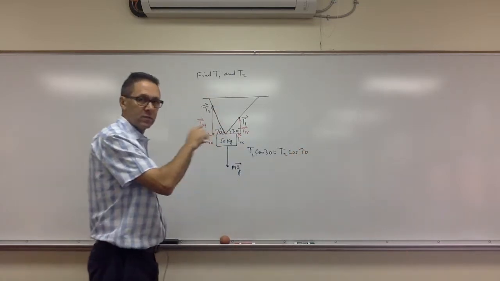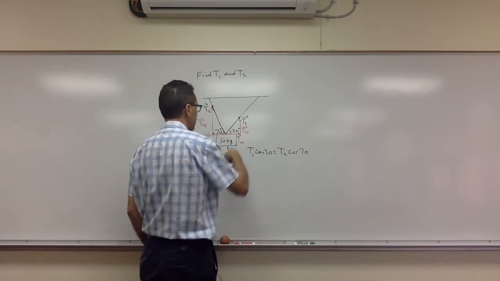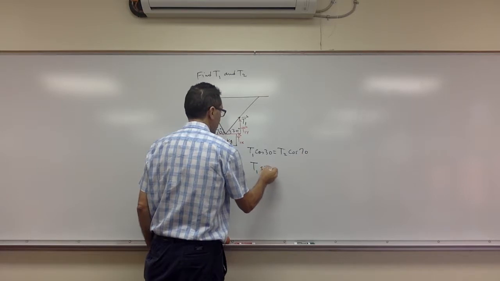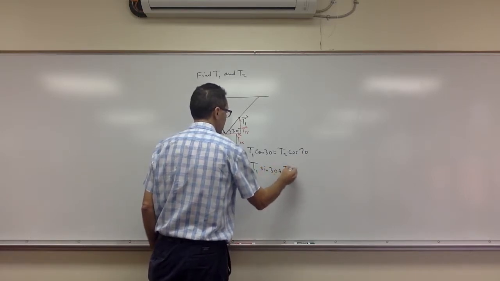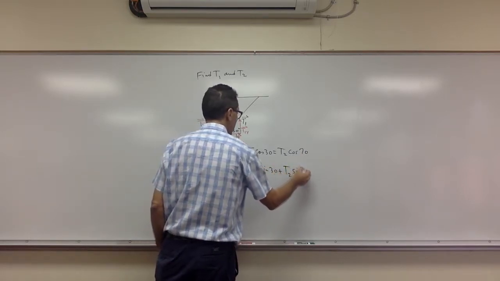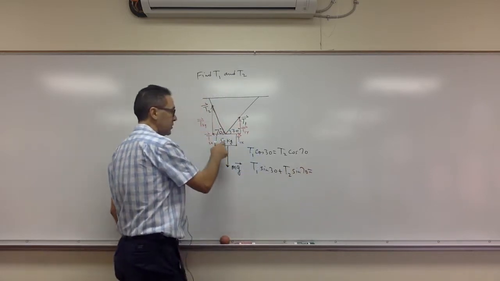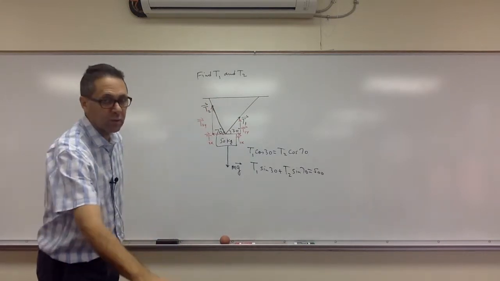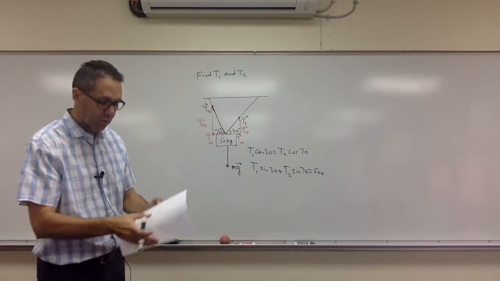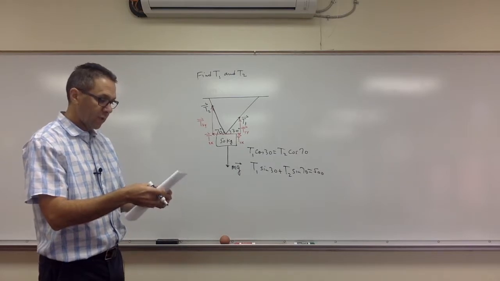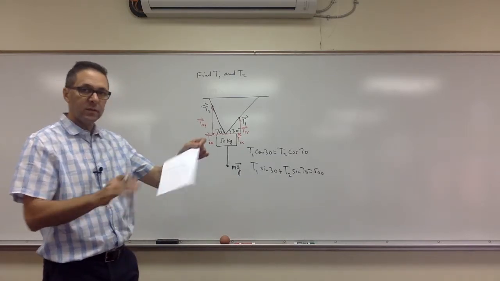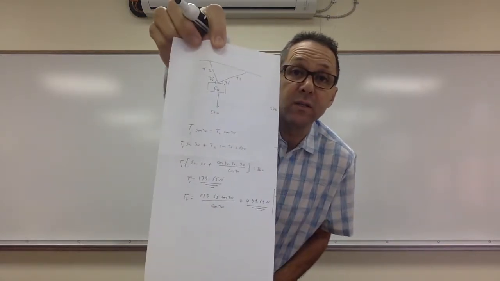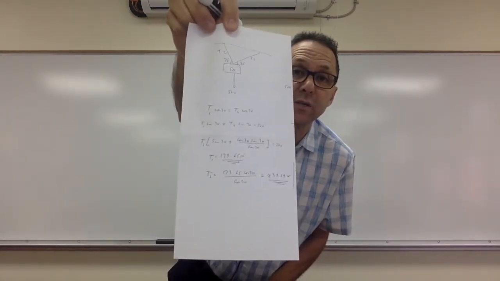In other words, F net equals 0 on the right and left. Same way up and down. So T1 sine of 30 plus T2 sine of 70 is equal to mg, which is 50 times 10, which is 500. So now you can do a little substitution, and I can show you how I did that. So you can probably see that in the video there. So that's how I did the work to find T1 and T2.